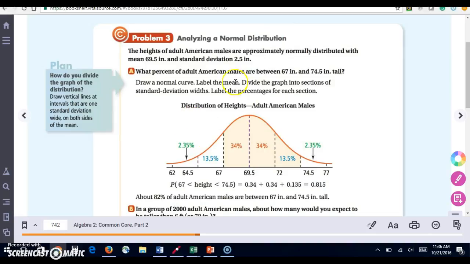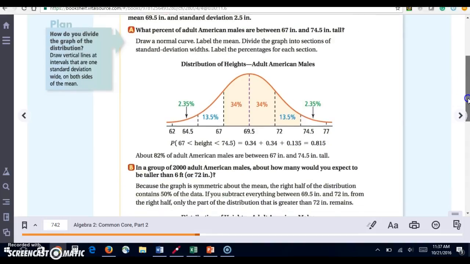All right, so now I want to see, it says what percentage of Americans are between 67 and 74.5. And so that's between -1 standard deviation of the mean to 2 standard deviations of the mean. Correct? Correct. So I add all of these up. I get 34% plus 34% plus 13.5%, which gives me about, and they did it as decimals first, which is fine because either way I can convert it back into a percent, 0.815 or 82% of the adult American males are between 67 and 74.5 inches tall.